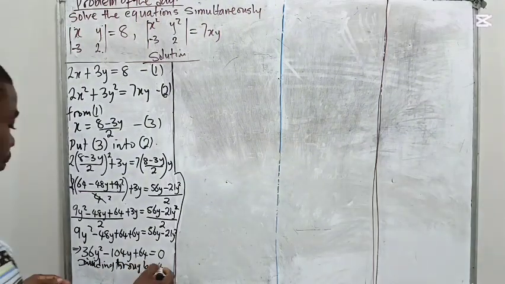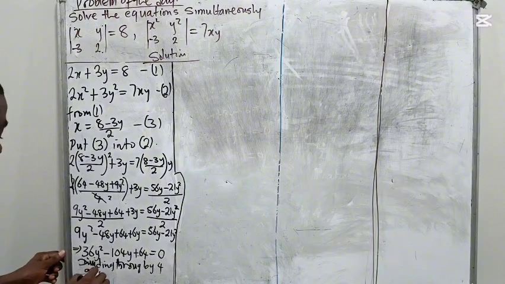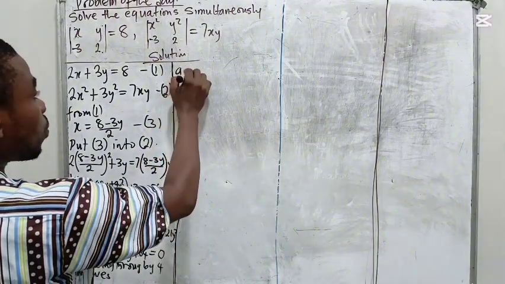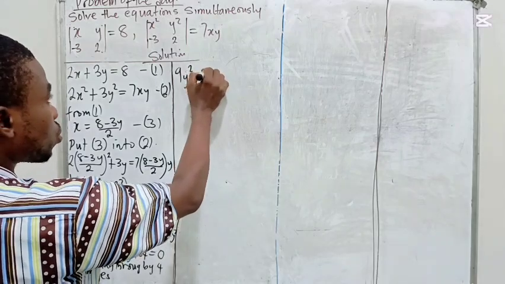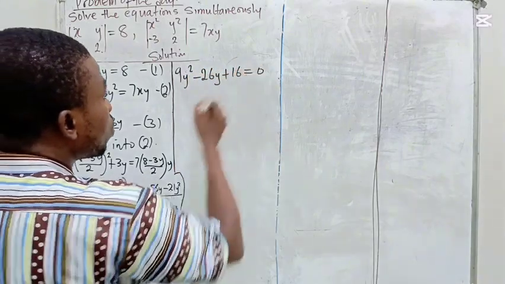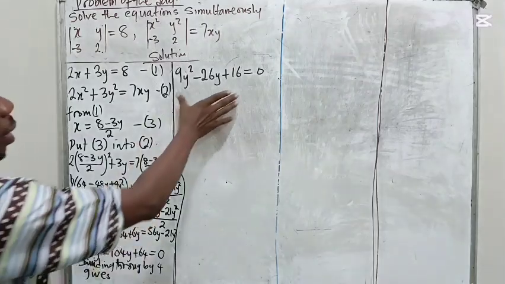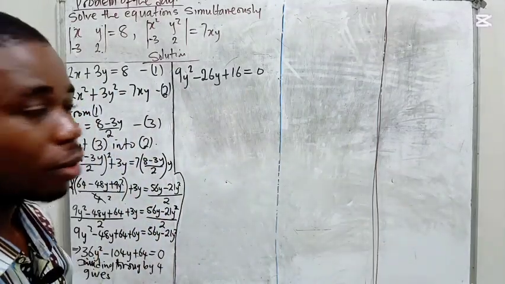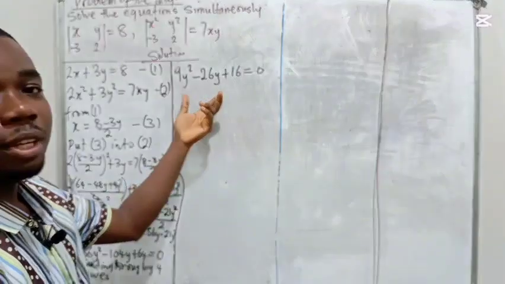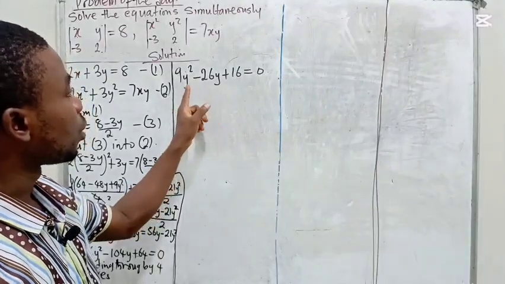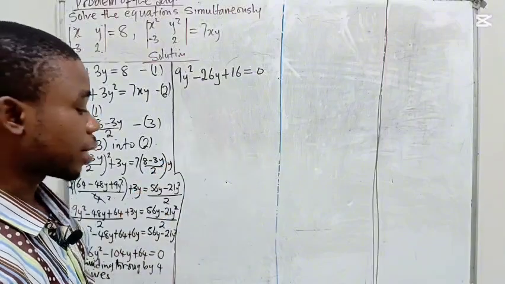So when we divide by 4, this will give us 9y squared minus 26y plus 16 is equal to 0. Again, let's factorize this. I believe that you have gone through the lesson of factorization before you can get to this place. This is a quadratic equation in y, so we are going to solve it by the factorization method.